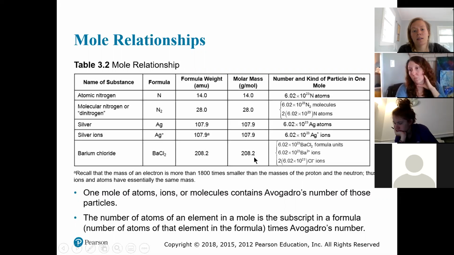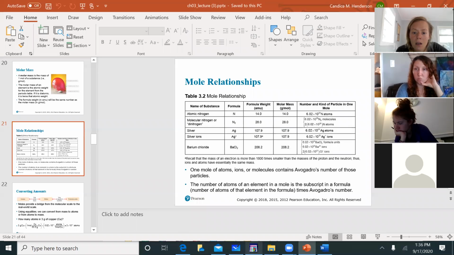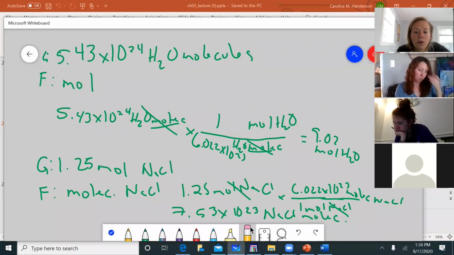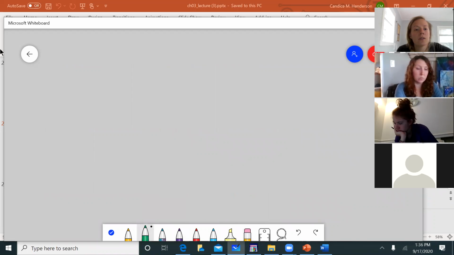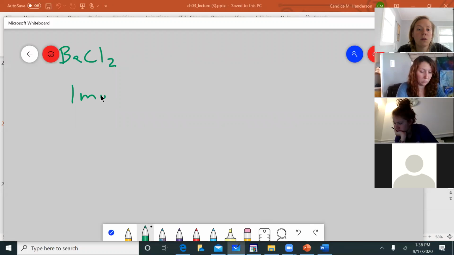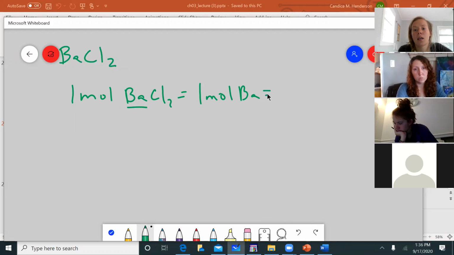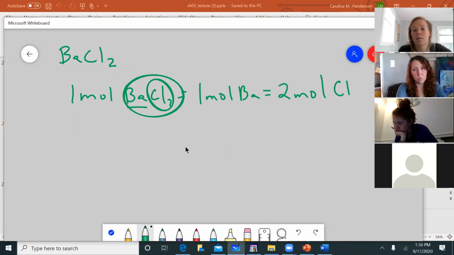Looking at this though, I want to go into this a little bit. If we have barium chloride, I want to talk about its mole relationship, because the slide didn't really talk a whole lot about that. If I have 1 mole of barium chloride, that means in every 1 mole of barium chloride, I have 1 mole of barium, right? Because there's 1 atom of it. It also means that I have 2 moles of chlorine, 2 moles for every 1 mole of the compound.